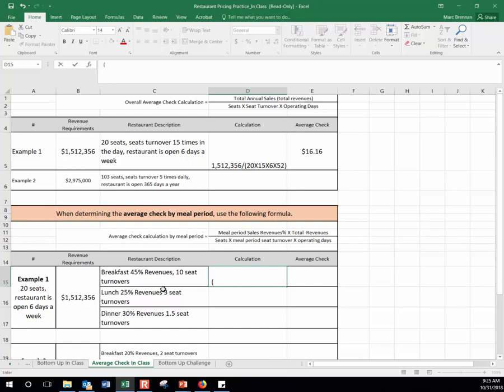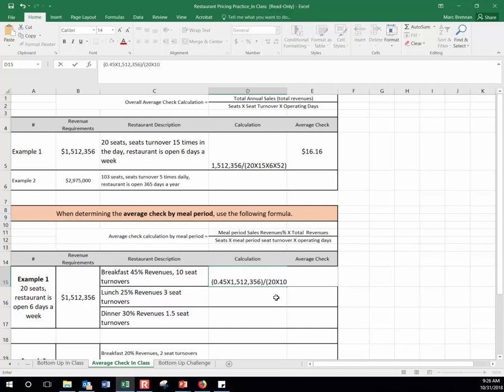In this case, breakfast brings in 45% of the revenue, so 0.45. We would multiply that by my required revenue for the whole year. That's going to explain how much of that revenue will likely come from breakfast. And we're going to divide it by, we'll open up our brackets again, 20 seats. The difference is that we want to use the seat turnover for this time of day, for this meal period. Not the 15 that we originally used, because breakfast turns over quicker, and this is true of most restaurants.